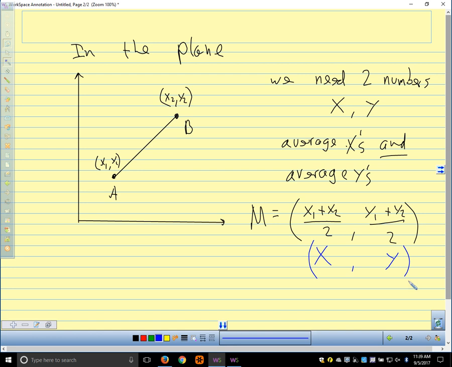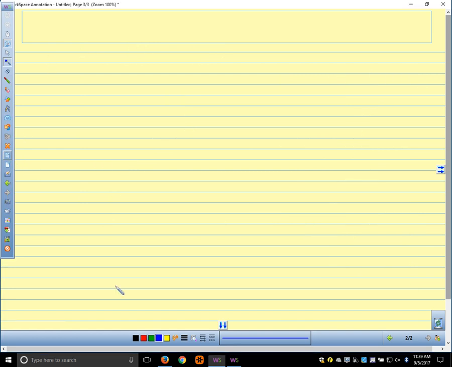Okay, let's look at a couple of examples. You might be given the coordinates of the endpoints just verbally: the endpoints of a segment are such and such and such and such. Or you might be given a graph, and it'll say find the midpoint of the segment. Somehow you'll be able to figure out the coordinates of the endpoints.